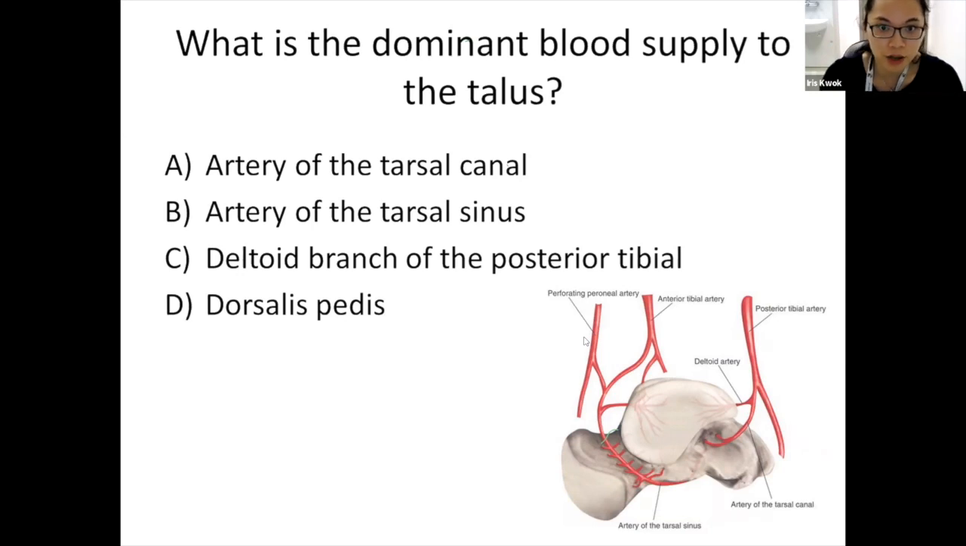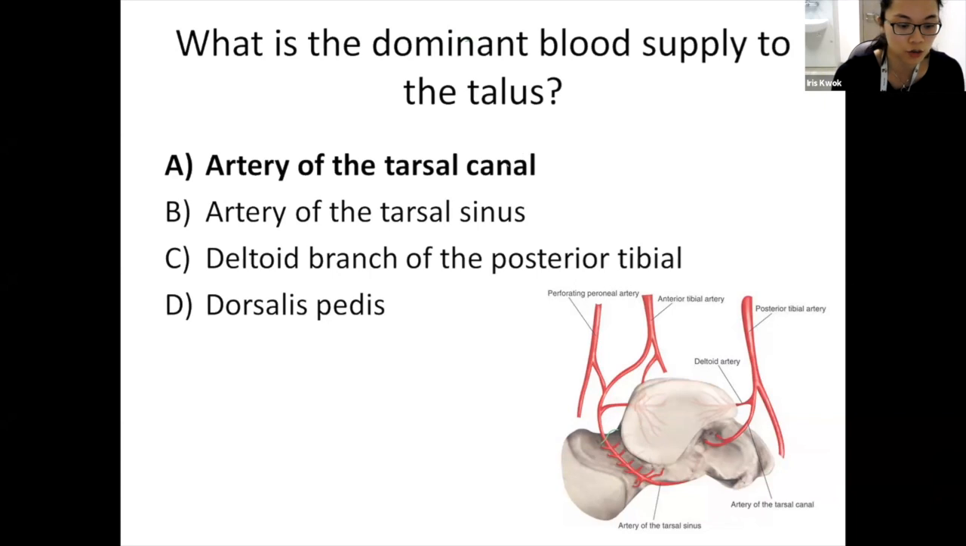The results show that the deltoid branch seems to be the most popular, followed by artery of the tarsal sinus and tarsal canal. I think it's a bit of a guess, isn't it? I don't think most people probably know the answer to this. The correct answer is actually the artery of the tarsal canal.